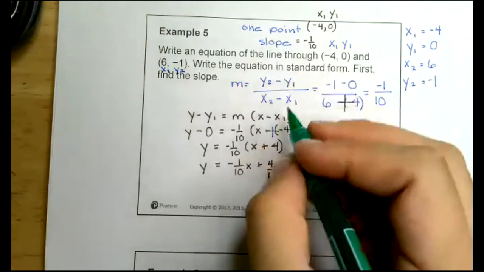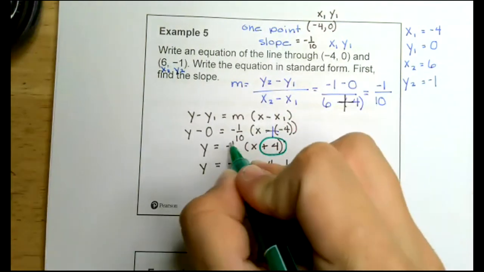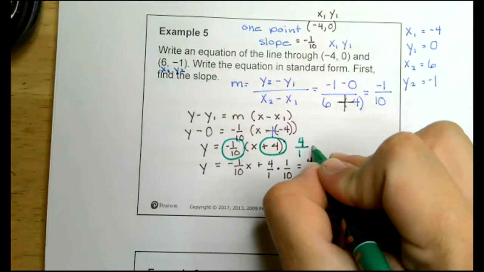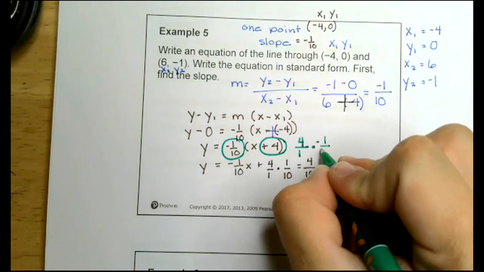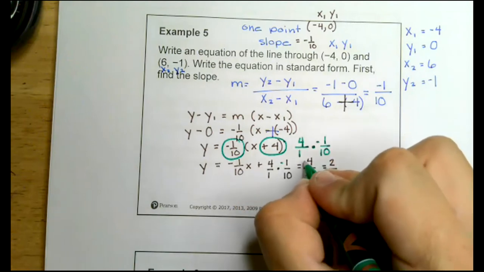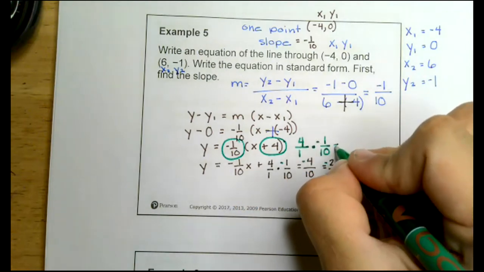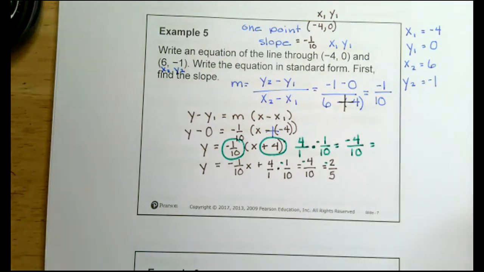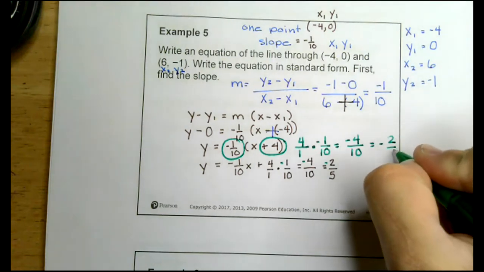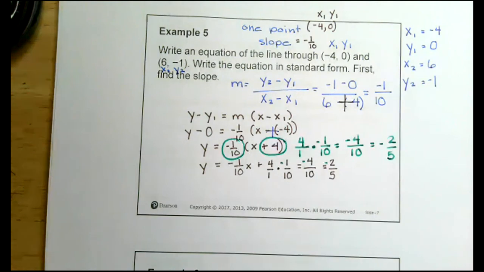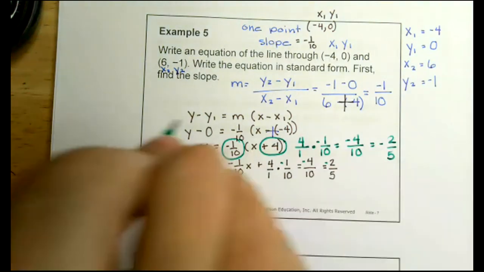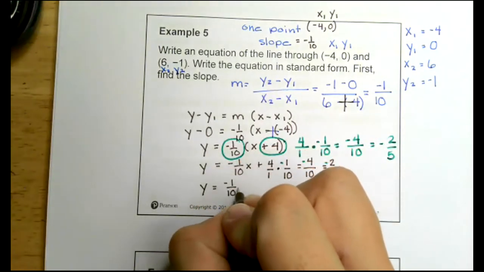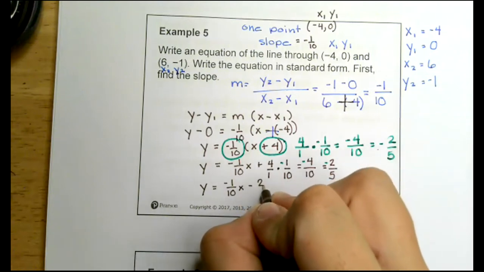So just to be clear, +4 times a -1/10 can be written like this: 4/1 times -1/10, right? And I forgot that negative. 4 times -1 is -4. 1 times 10 is 10. Divide them both by 2, and you get -2/5. So we'll write this again. Y equals -1/10 x minus 2/5.